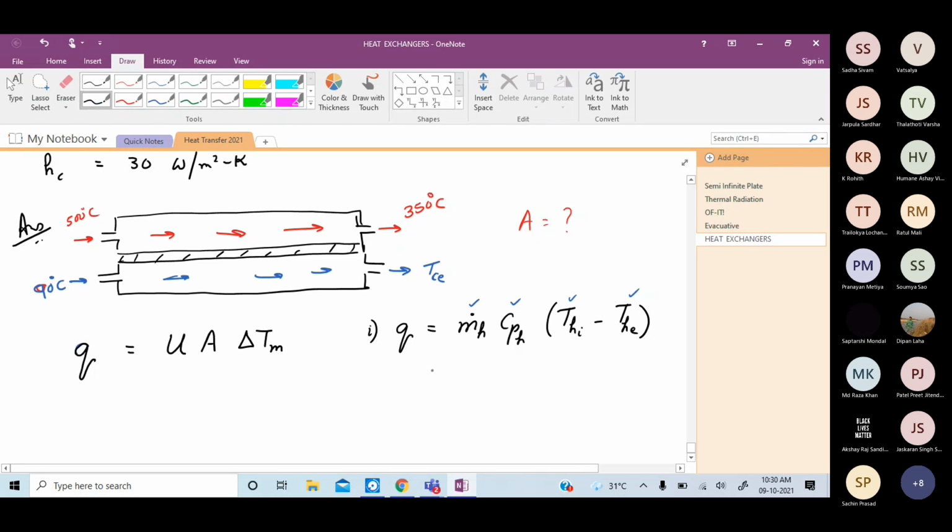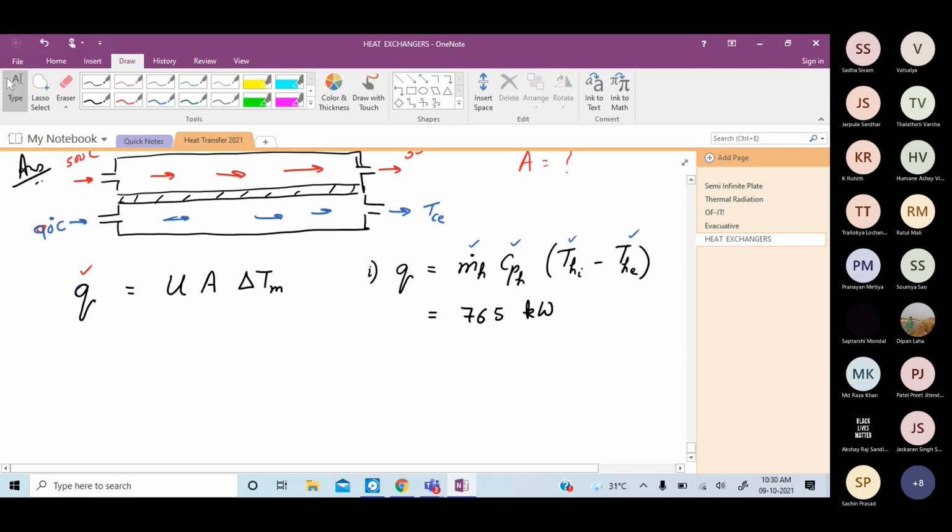Therefore, I can find the total Q, which you will get as 765 kilowatt. That's what I have in my calculations. You may get a little bit here and there, but hopefully you will get something similar. Okay, I have calculated Q. Done. Can I find U? What would be U? Sir, should we neglect the thermal resistance due to the solid in between, so 1 over U is 1 over hh plus 1 over hc? Yes, exactly. Yes.